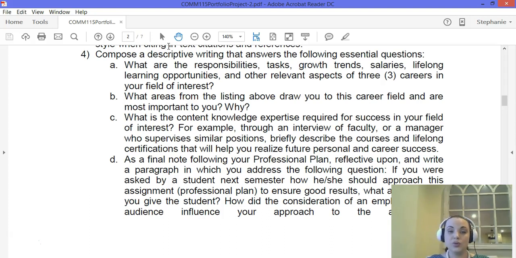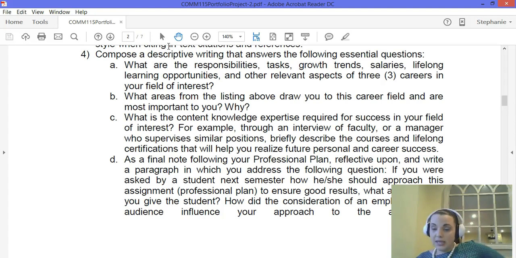So in your paper, you're going to discuss all those things for 3 different careers in your field of interest. And your field of interest is going to be the program you're currently studying and 3 different careers that you could do from that program of study.